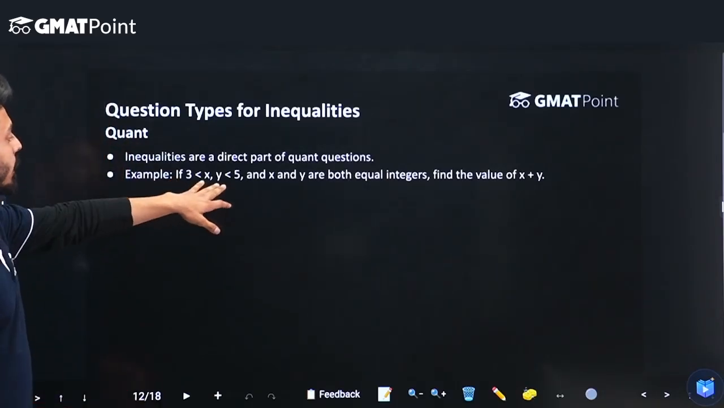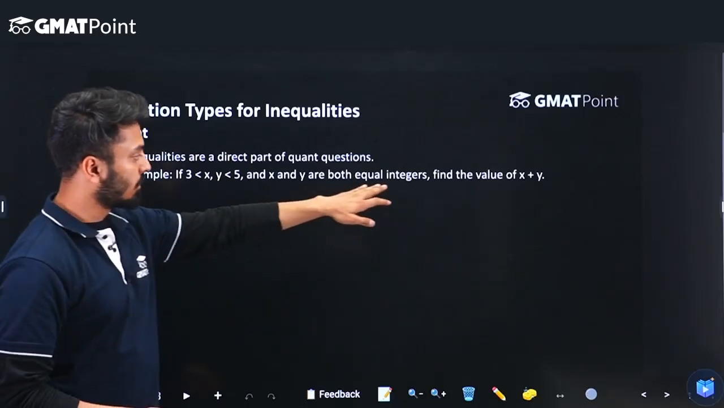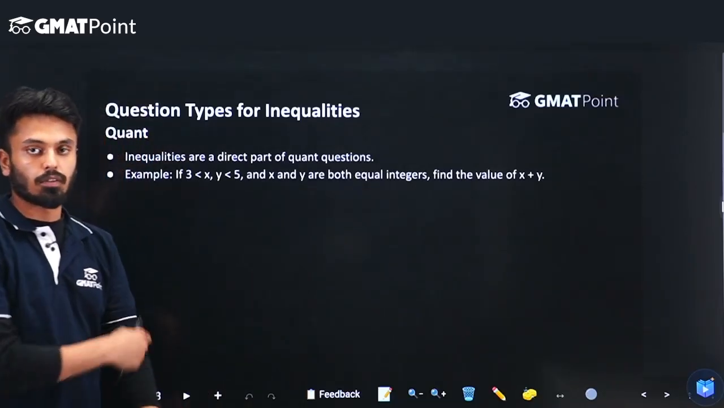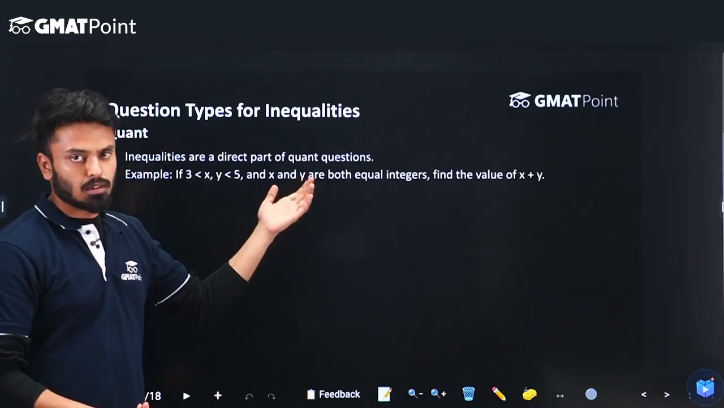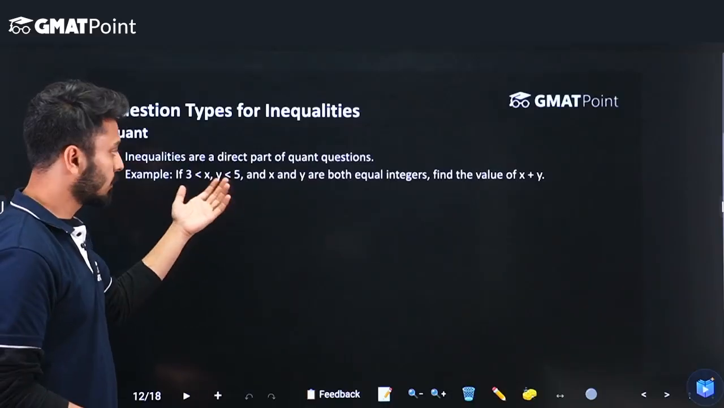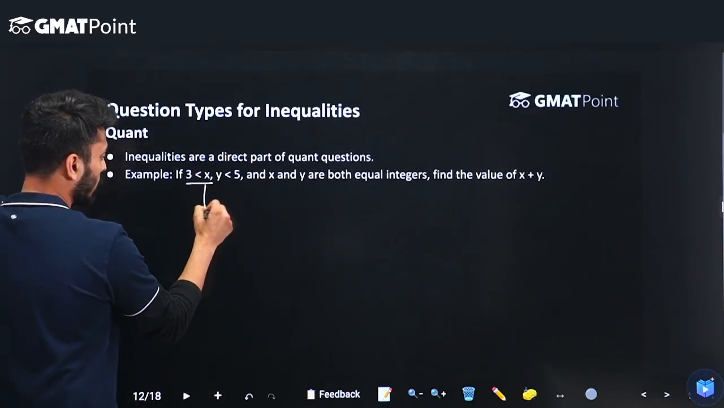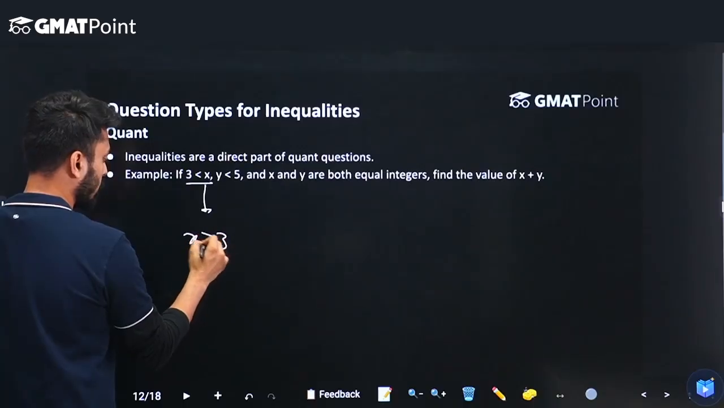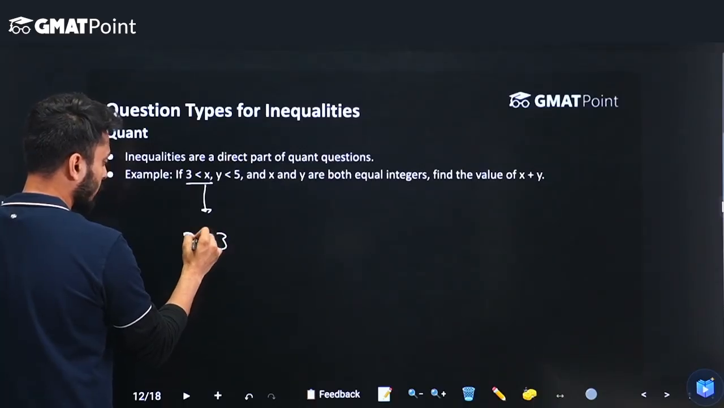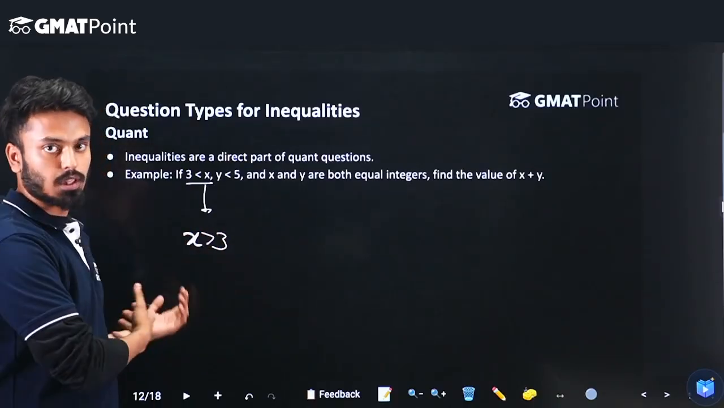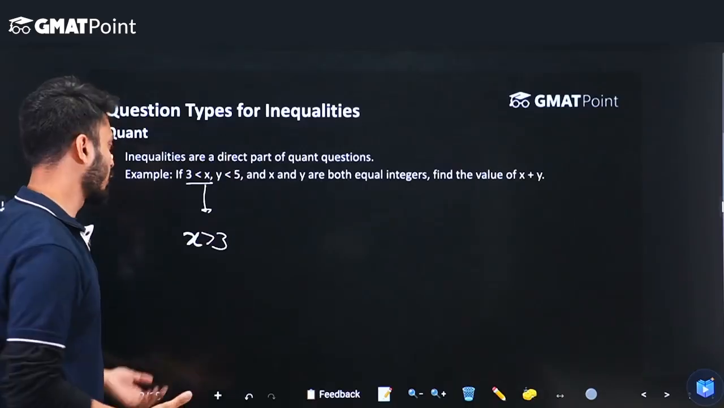If 3 is less than x and y is less than 5 and x and y are both integers, find the value of x plus y. This could very well be in a GMAT exam. It's the same difficulty level. So first of all, I'll write this as x greater than 3. You don't have to, it's just a preference where I like to have my variables on the left hand side. You can act according to your preference.